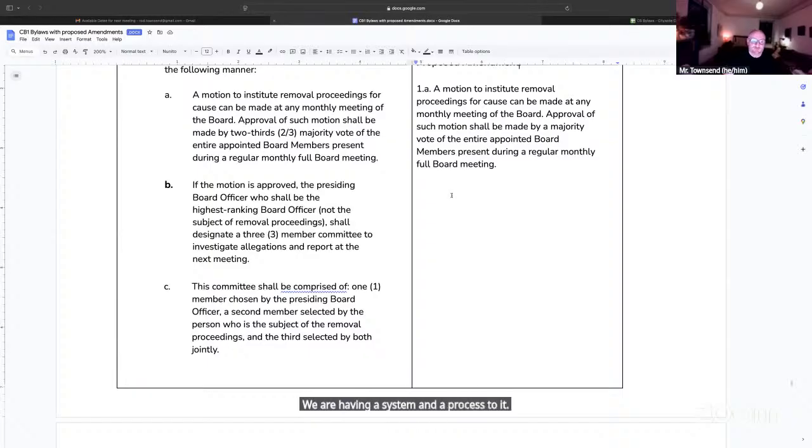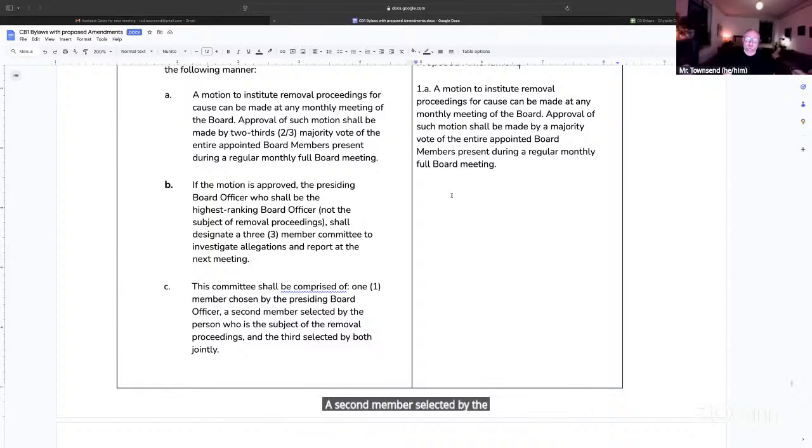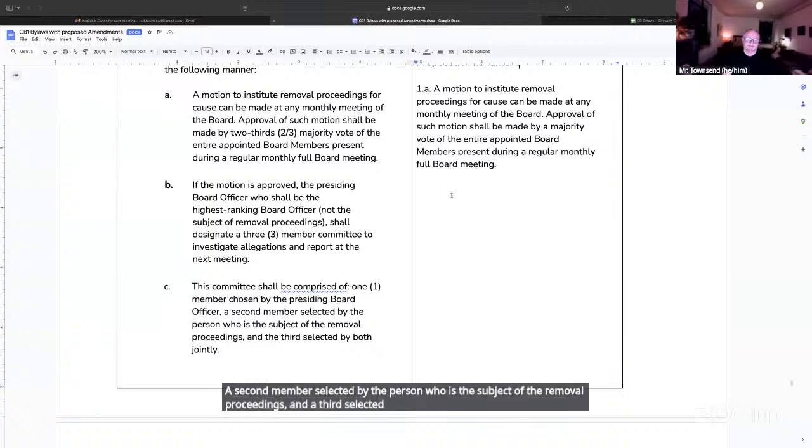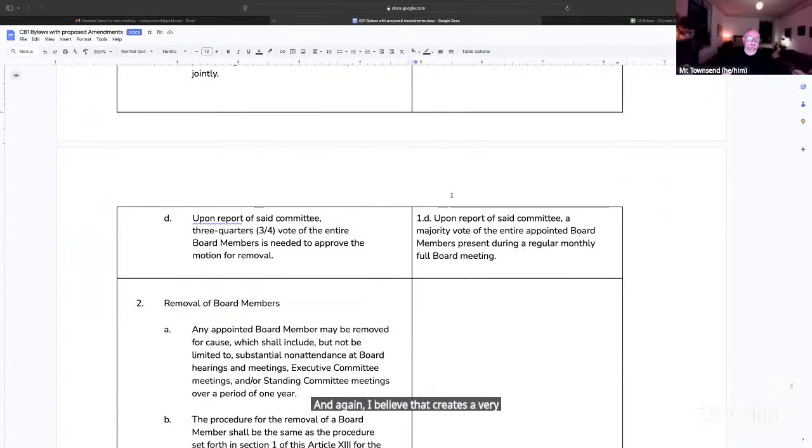Letter C, this committee shall be comprised of one member chosen by the presiding board officer, a second member selected by the person who is the subject of the removal proceedings, and a third selected by both jointly. And again, I believe that creates a very fair process.